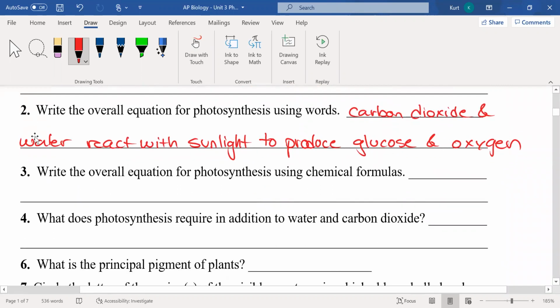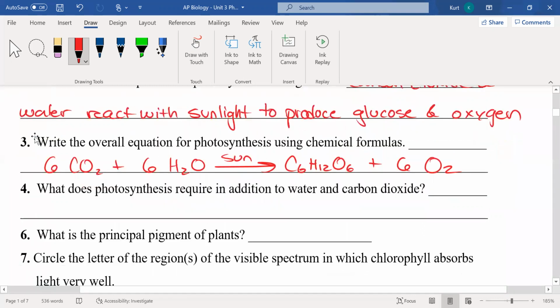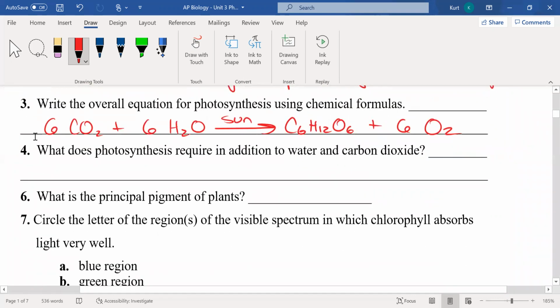Write the overall equation for photosynthesis using chemical formulas. 6 moles of CO2 react with 6 moles of water in sunlight to yield 1 mole of glucose and 6 moles of oxygen. What does photosynthesis require in addition to water and carbon dioxide? Sunlight. What is the principal pigment of plants?